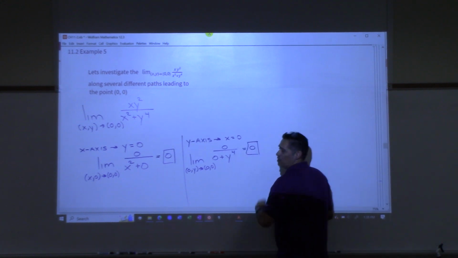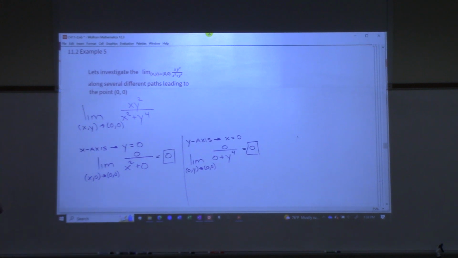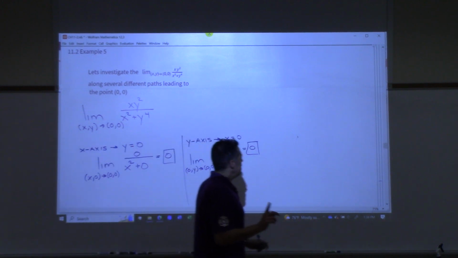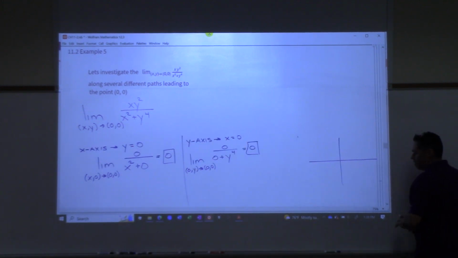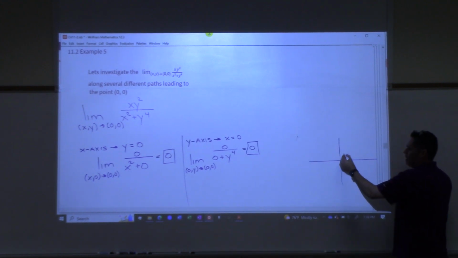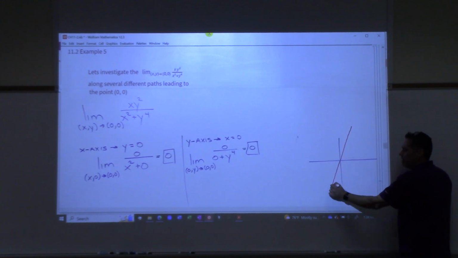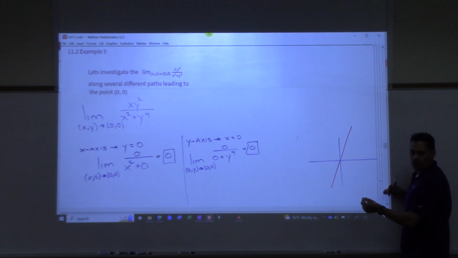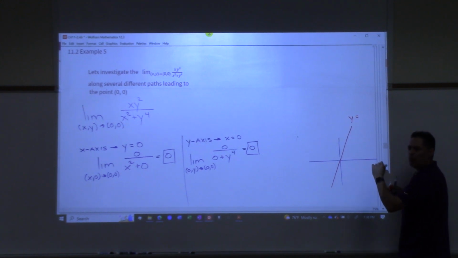So far, this is not good, right? We need to come in along a different path, right? So the diagonal seems like the next natural choice. Yeah. I'm going to do something even better than the diagonal. I'm going to pick, not the diagonal, I'm going to pick a line, and it's going to be arbitrary, which means that I'm going to say not y equals x, but y equals mx.